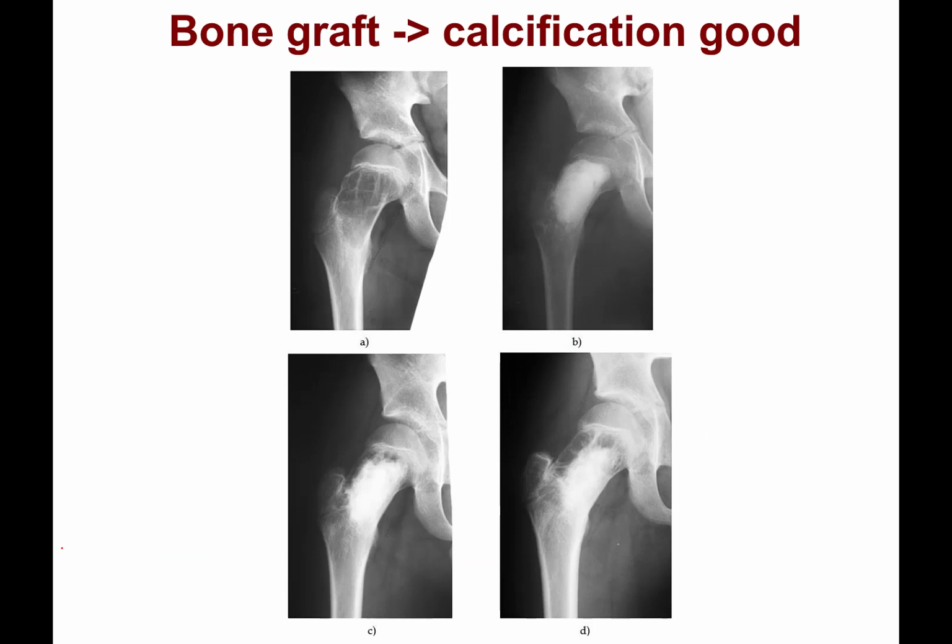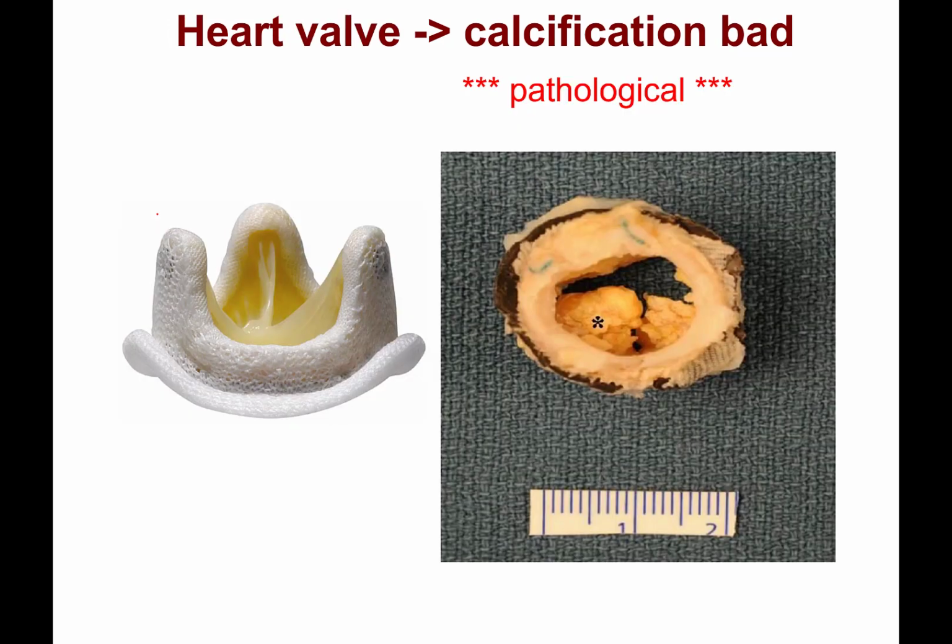So in the case of a bone graft, where you're trying to repair a fracture, such as this one shown in the femur here, calcification is a good thing. You have to have that calcification to get healing over time and union of those bone fragments. But if we look at a heart valve, calcification is very bad.